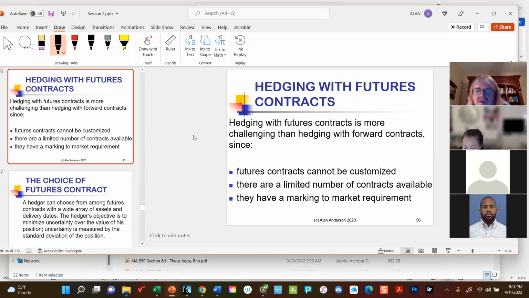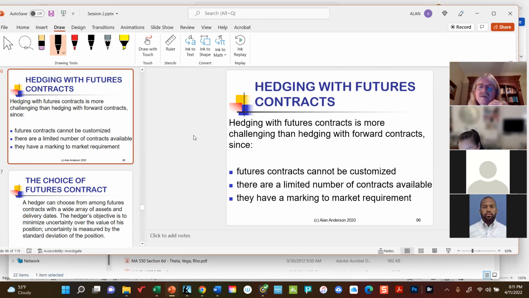There's only a certain number that are available and they all require marking to market. So hedging with futures contracts is more challenging than it is with forward contracts. But the big advantage is that with futures contracts, since we can unwind them, we don't really ever have to take or make delivery of the asset, whereas with a forward contract, you really do. So if you really and truly do not want to have to worry about that, then you're probably better off with a futures contract, in spite of all of the problems.